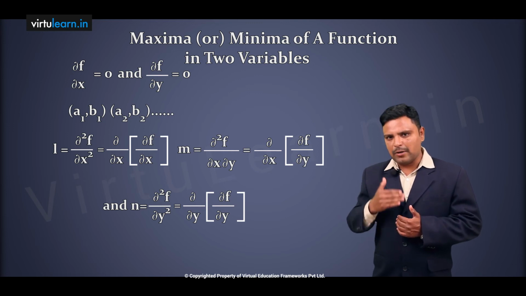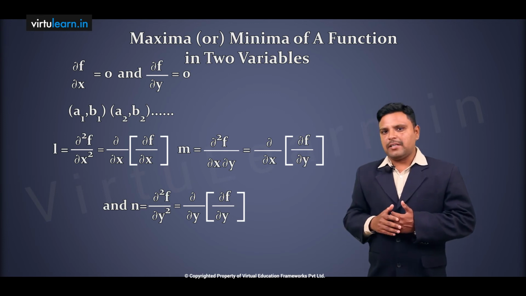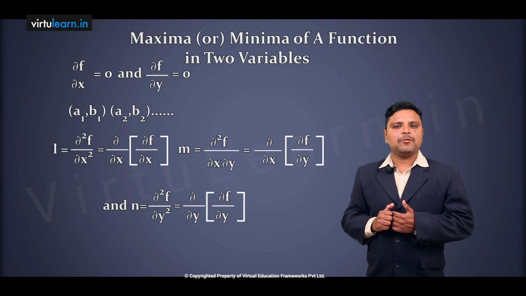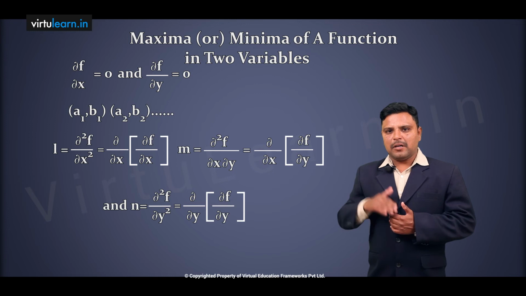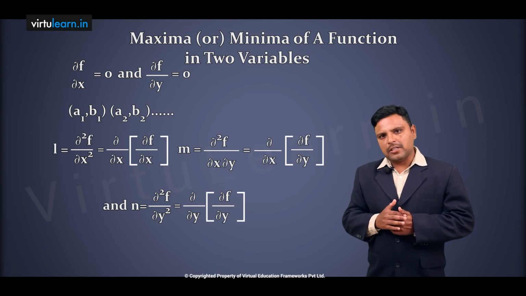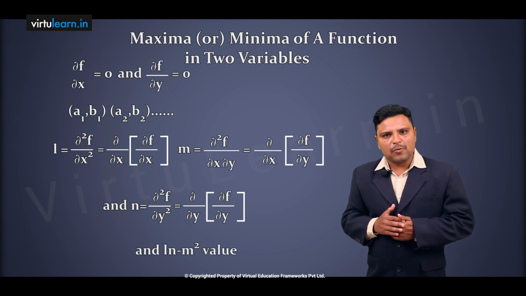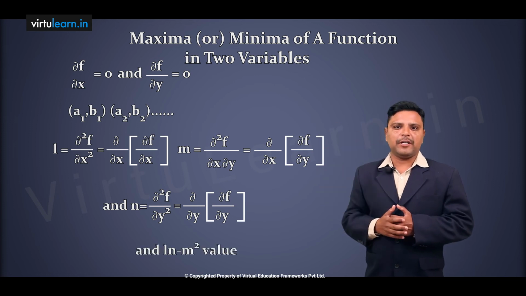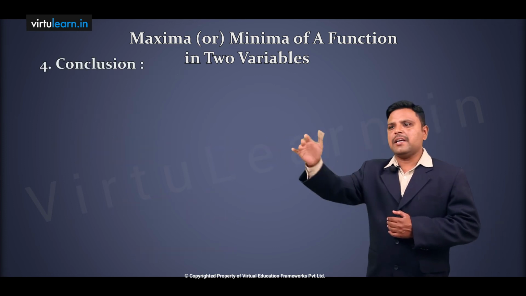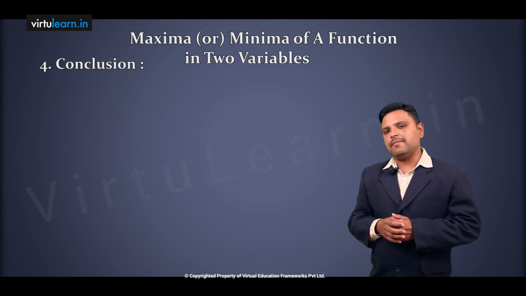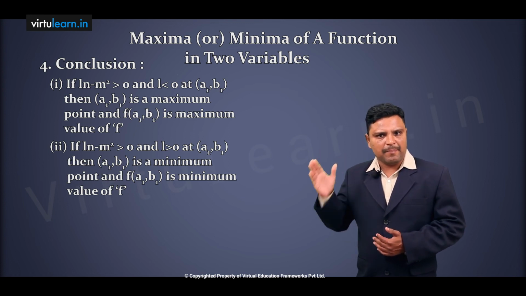Like this you calculate the l value, m value and n value in x and y. Means these three, l, m, n, are expressions in terms of x and y. Now fourth step, conclusion. Before the fourth step, in the third step you calculate ln minus m square and the l value separately. Here in this fourth step, ln minus m square and l are in terms of x and y. Suppose ln minus m square is greater than 0 at (a1, b1).